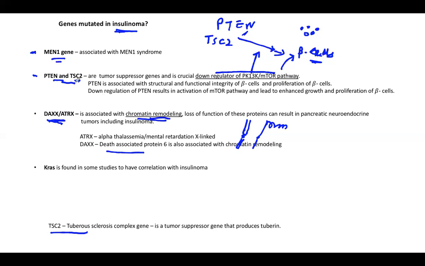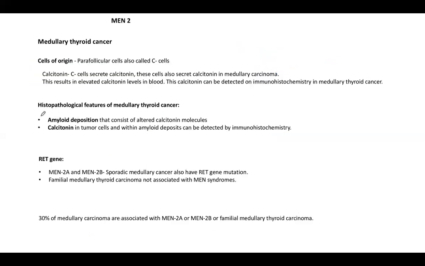So MEN gene, PTEN, TSC2, DAXX, and ATRX gene, KRAS in few cases, but it's not important if you know these 4 or 5 genes. So MEN2, we discussed, it has medullary thyroid cancer, and medullary thyroid cancer originates from C cells called parafollicular cells or C cells. These are neural crest cells, and these secrete calcitonin.